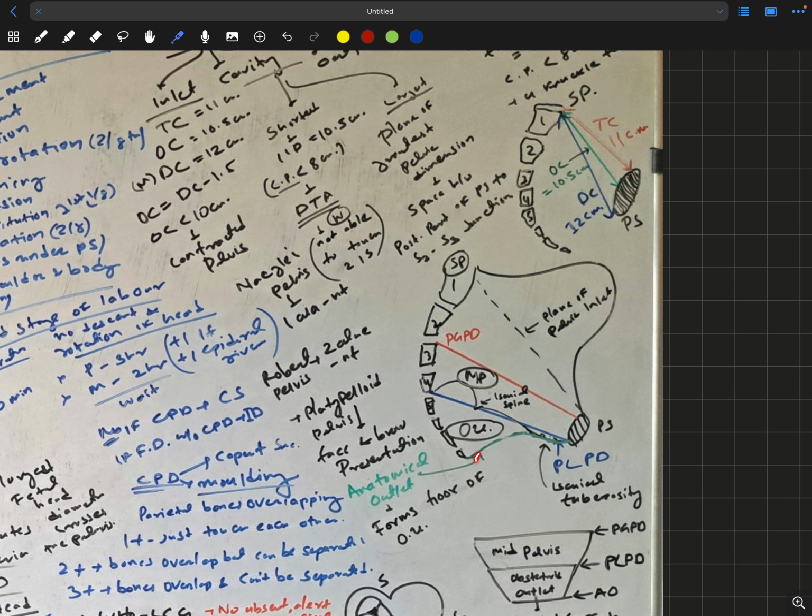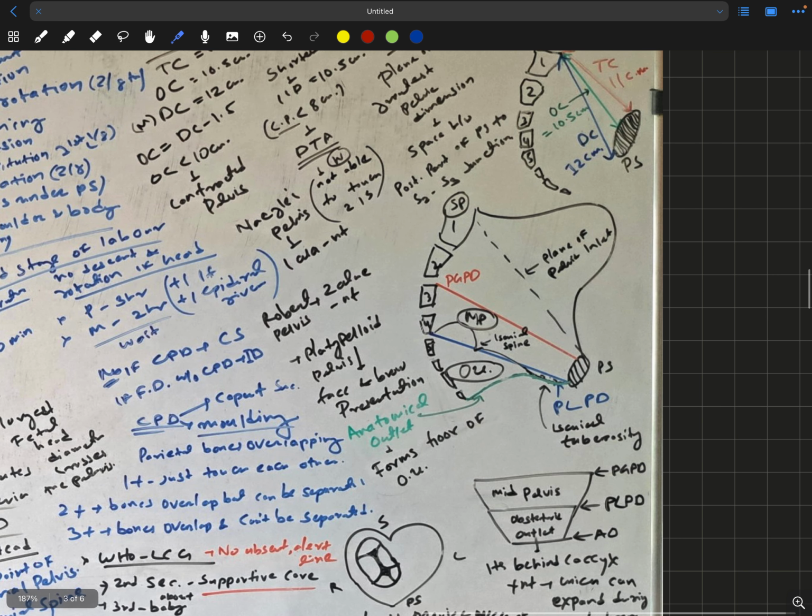Another thing, we have the obstetric outlet. The obstetric outlet starts from the lower border of the pubic symphysis, goes along the ischial tuberosity and goes toward the coccyx. Let's remember one thing: this is the obstetric conjugate, and this is called the obstetric outlet. The obstetric outlet is between the plane of least pelvic dimension and the anatomical outlet.